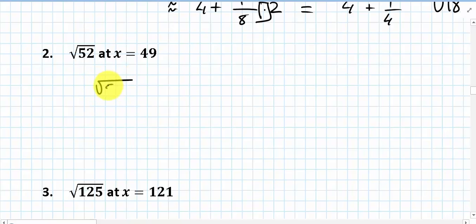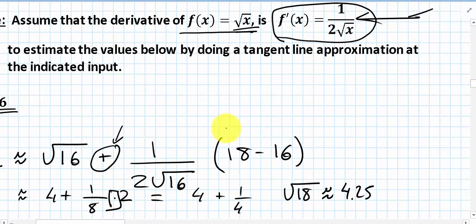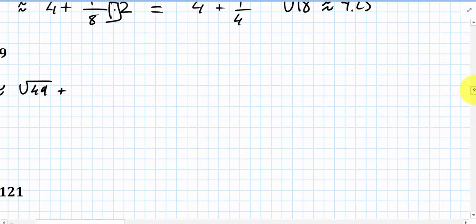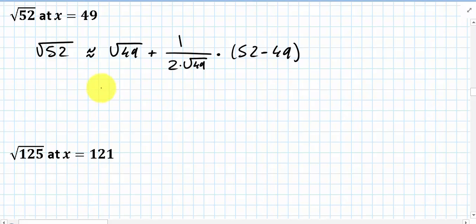So I'm going to say that the square root of 52 is about the square root of 49 plus, now the slope. The expression of the derivative is given right here: 1 over 2 root x, right? So 1 over 2 square root of 49 times the difference between 52 and 49, 52 minus 49. Okay, so what do we have? We have 7 plus 1 over 14 times 3.